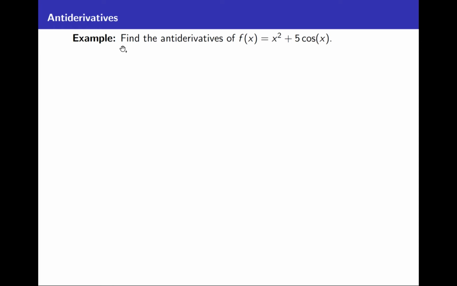Here's another example. Let's find the antiderivatives of the function f of x equals x squared plus 5 cosine x. So those are the functions. We don't know what they are now, but if we differentiated them, we get x squared plus 5 cosine x. Well, a little bit of reverse thinking can get you that antiderivative, could fill in the question mark.